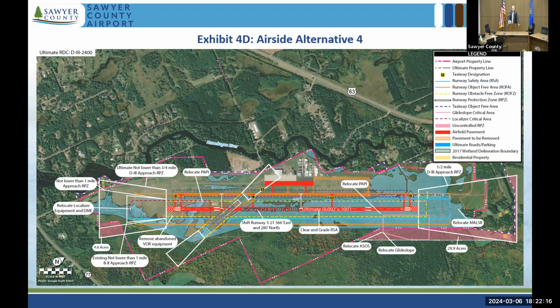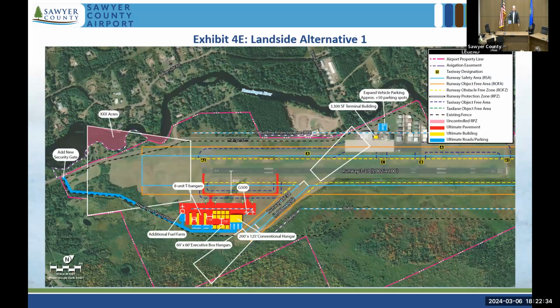This one would absolutely have the most impact for wetland impacts, as you can see, because most of those wetlands occur to the east, so you're getting further into it. So again, we would have to deal with those and mitigate them as well. Next slide. Now we're going to move into the landside alternatives. Similar concepts. These follow with what we did on the runways.